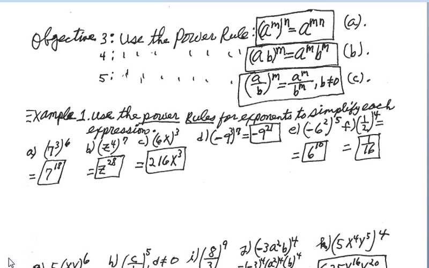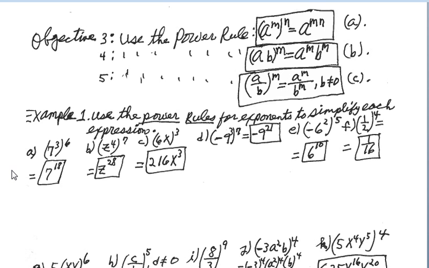Part C. The fraction A over B raised to the nth power is equal to A to the nth power over B to the nth power, where B is not equal to 0. Example 1. Use the power rules for exponents to simplify each expression.